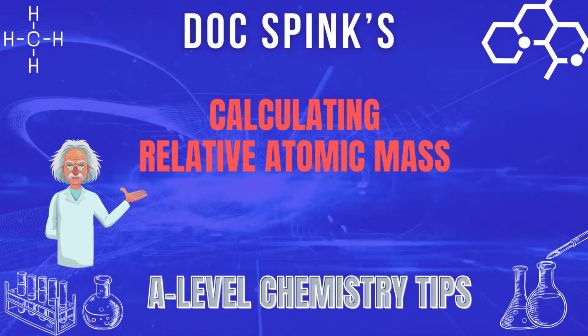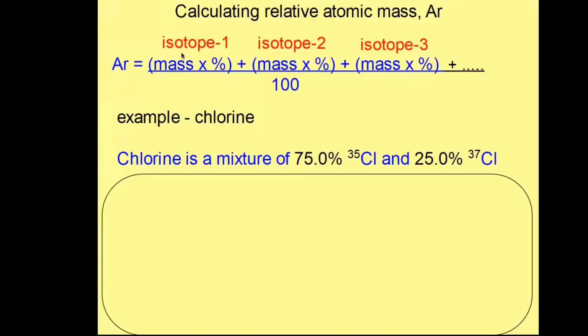To calculate the relative atomic mass of an element, we need to use the following equation. So AR equals the relative atomic mass. And for each of the isotopes, we need to know its mass and its percentage abundance. For each one, we multiply the mass and the percentage abundance, and then do it for the next one, and the one after, until we've covered them all. And we add those together before dividing by 100.